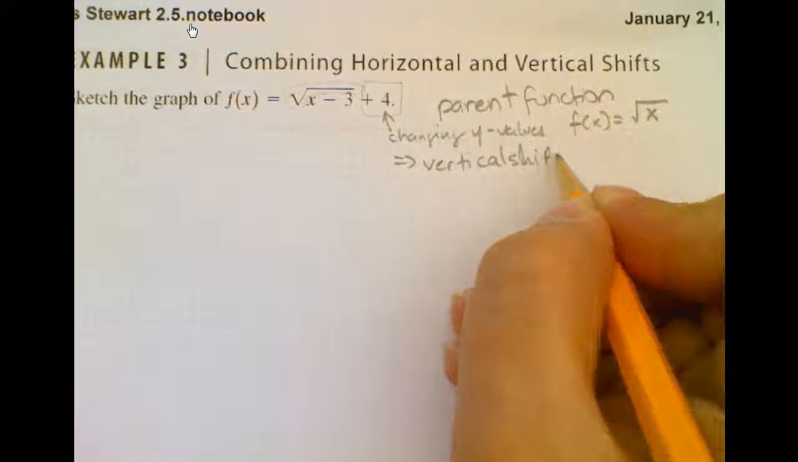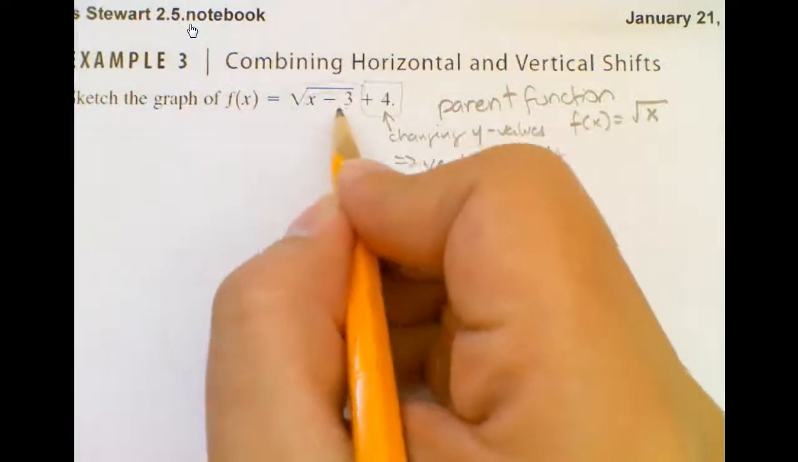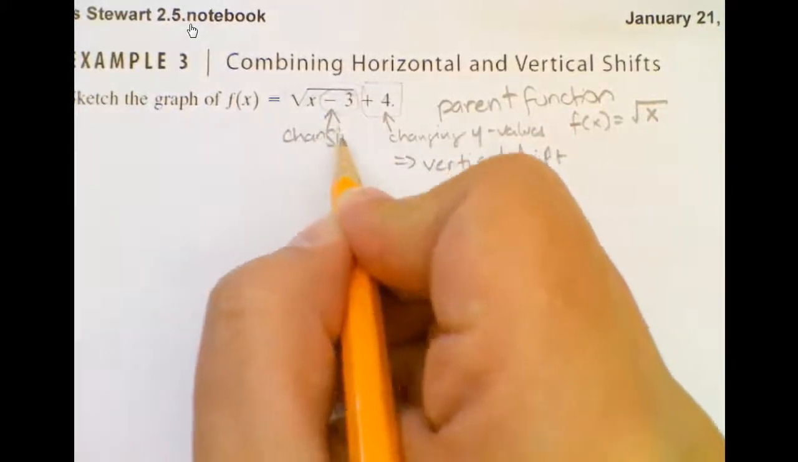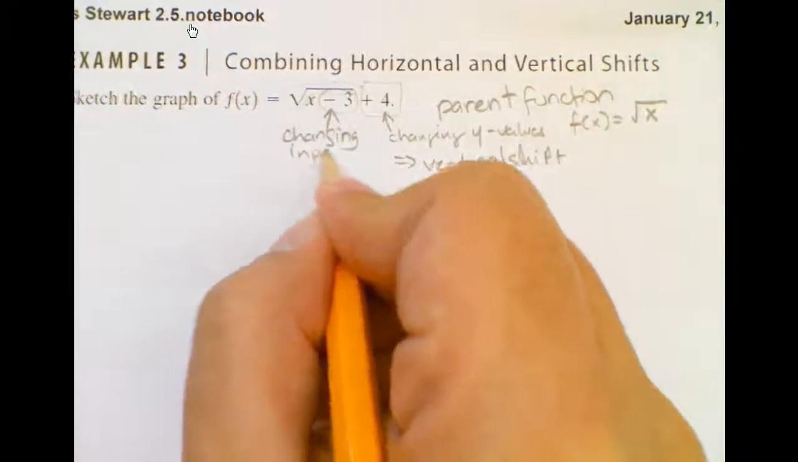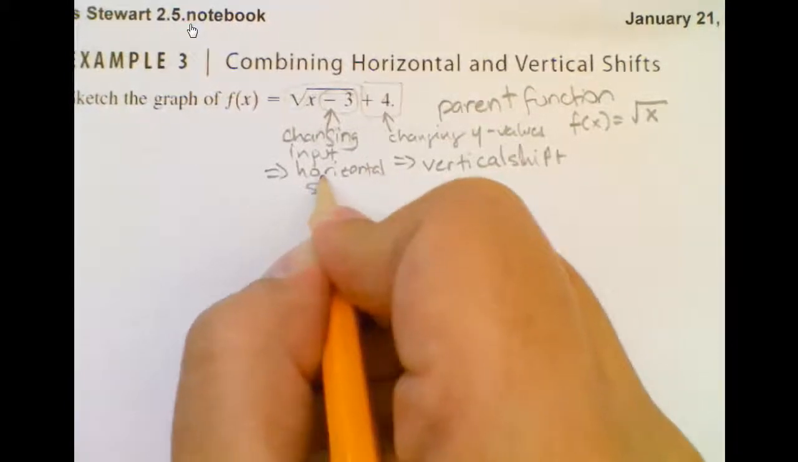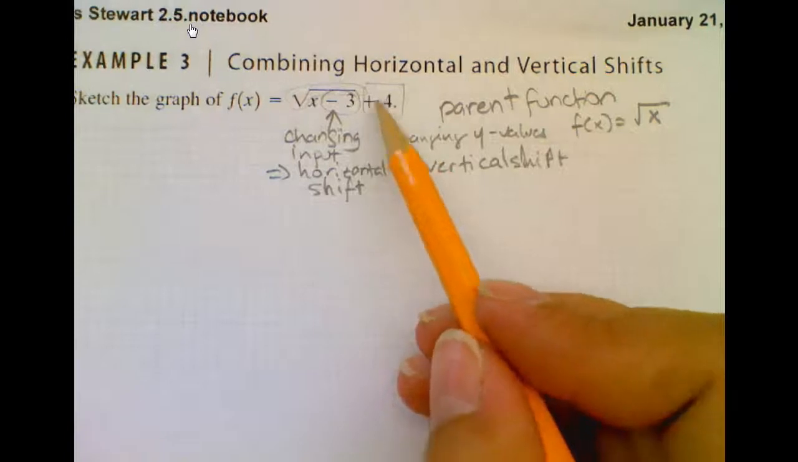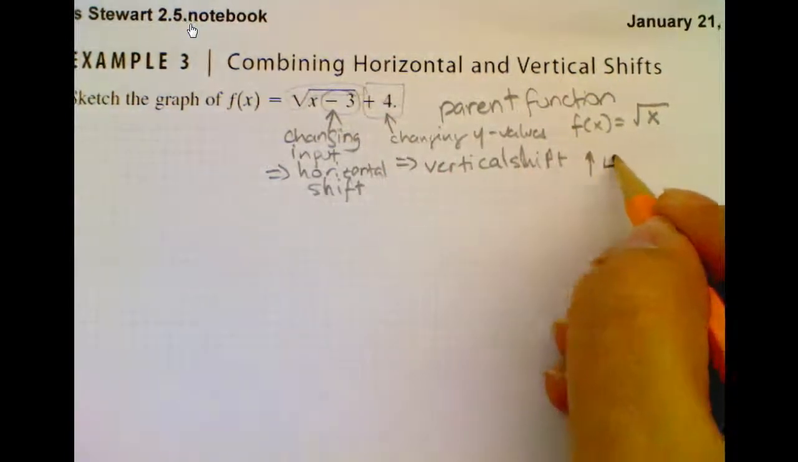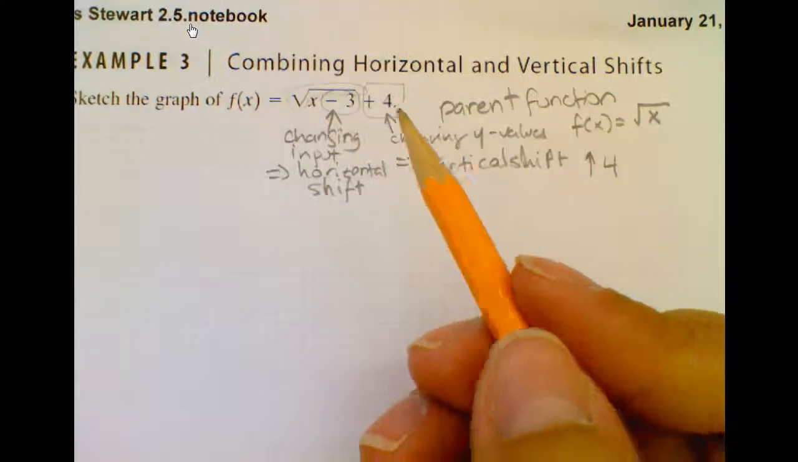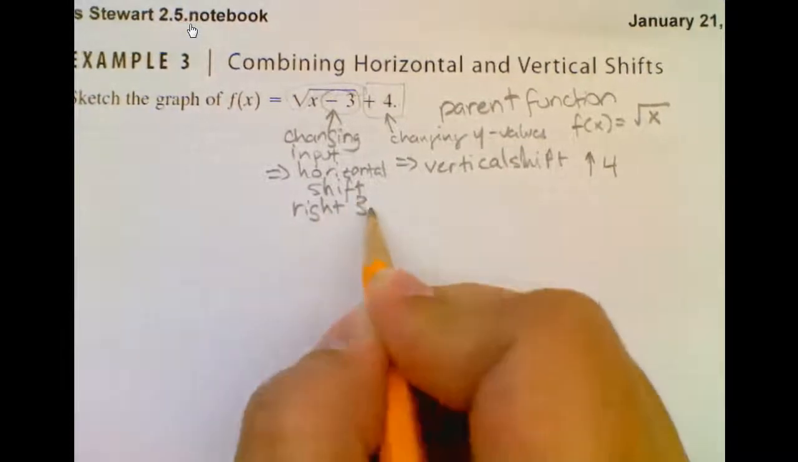And I see a 3 affecting the input or affecting the x values. So this means if I'm changing the input or the x values, that means horizontal shift. I haven't specified yet where, but I know it's going to shift horizontally. Since it's +4, I know that I'm going to move up 4 units. And since it's -3, remember that when I'm changing the input, it works backwards. The paper is the one moving left, so my graph will move right 3 units.